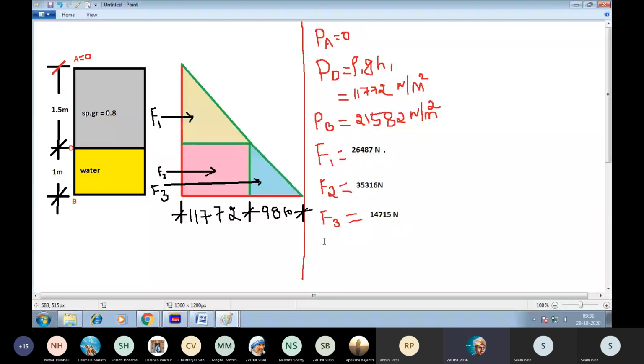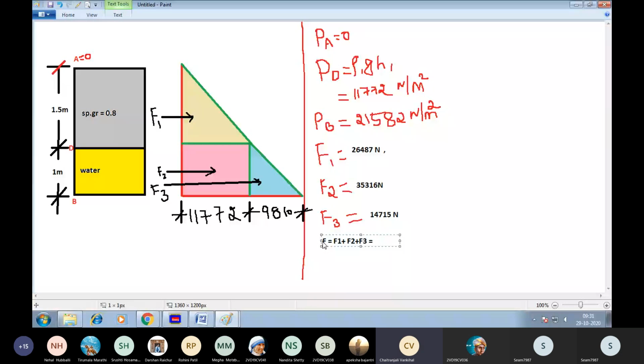Okay. Then what is F? It is equal to F1 plus F2 plus F3. 76,518. Pardon? 76,518. Very good. Okay, so this is the total pressure.